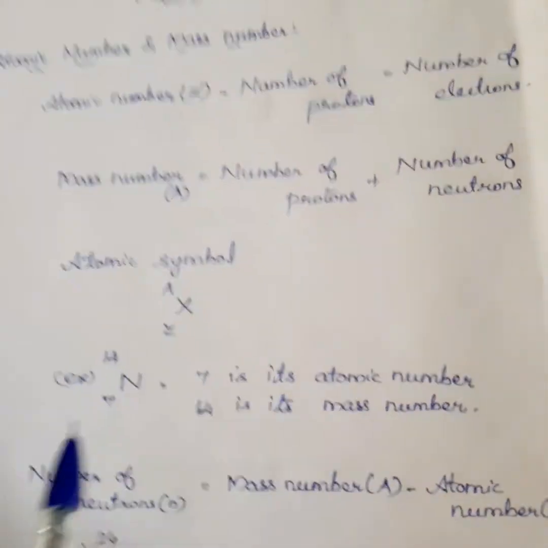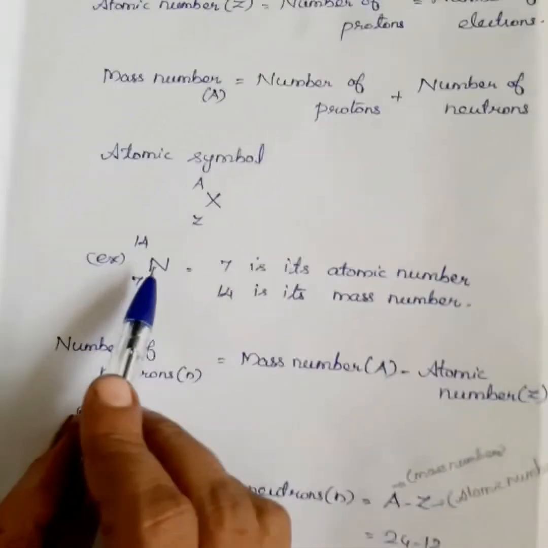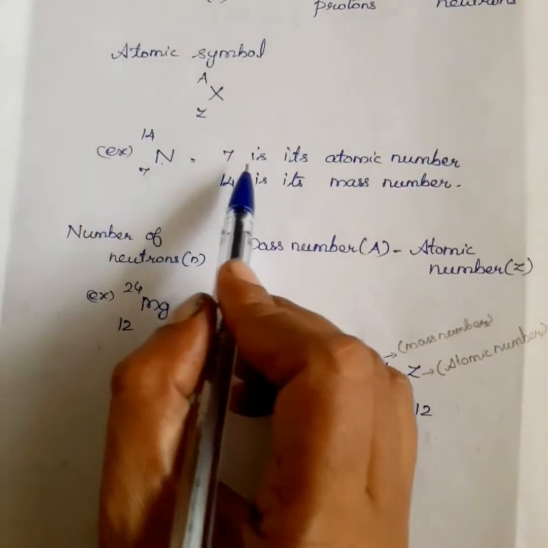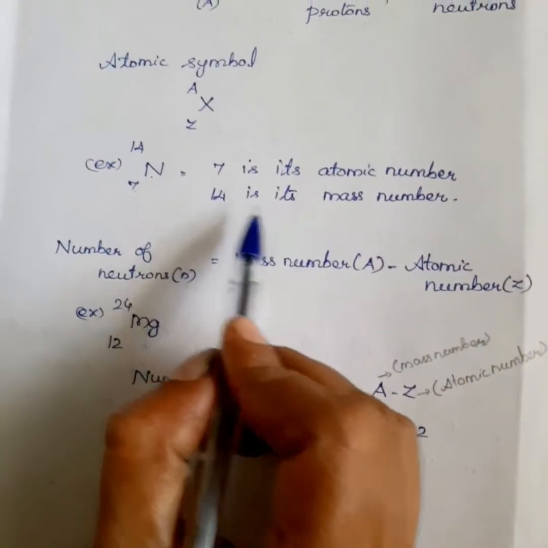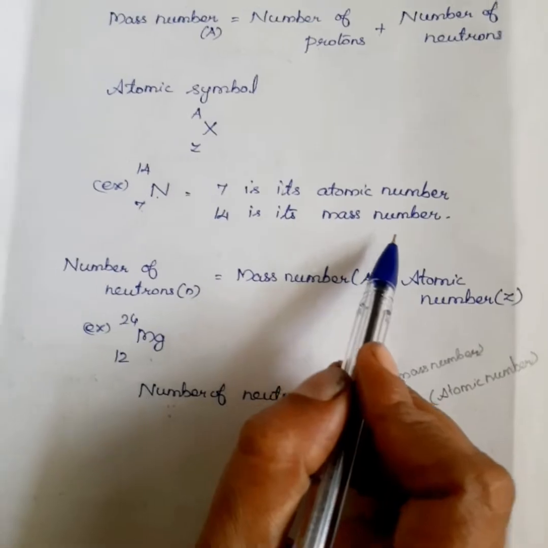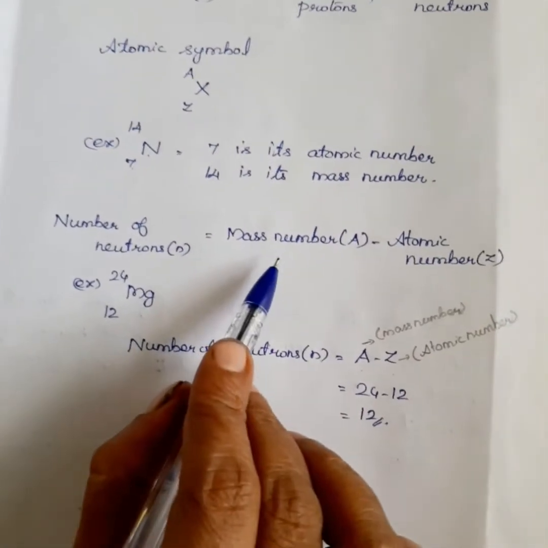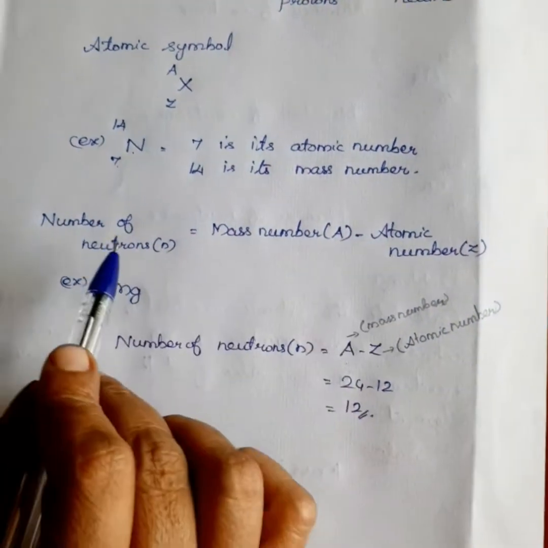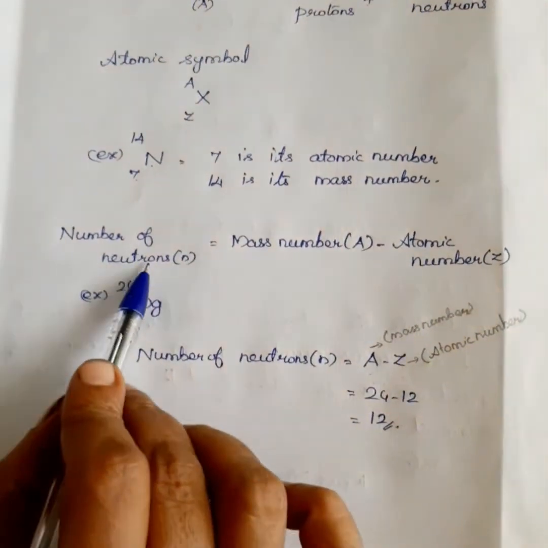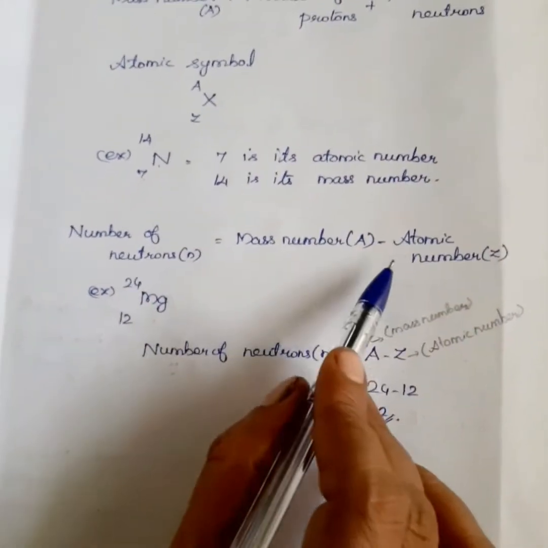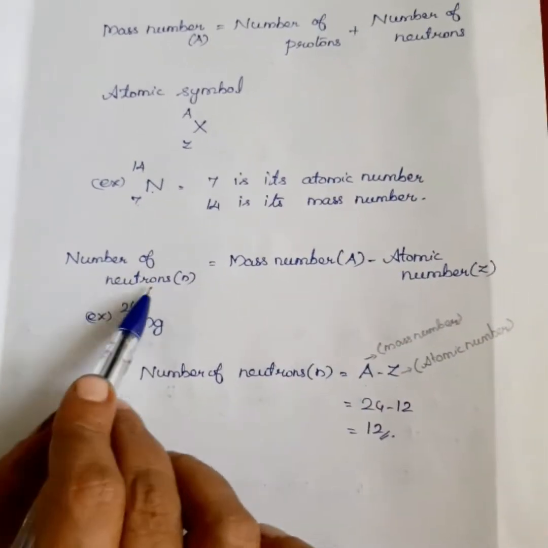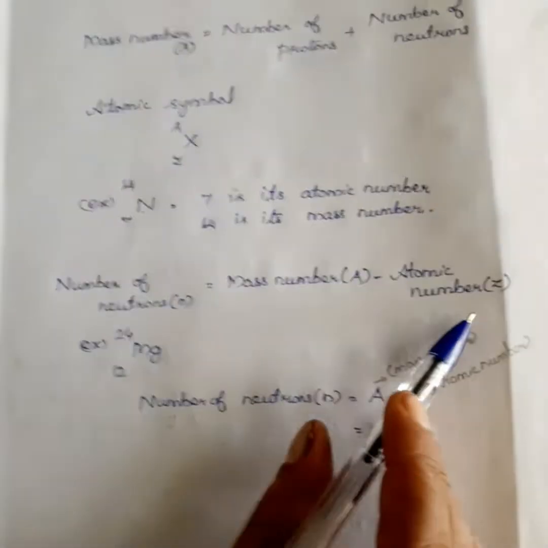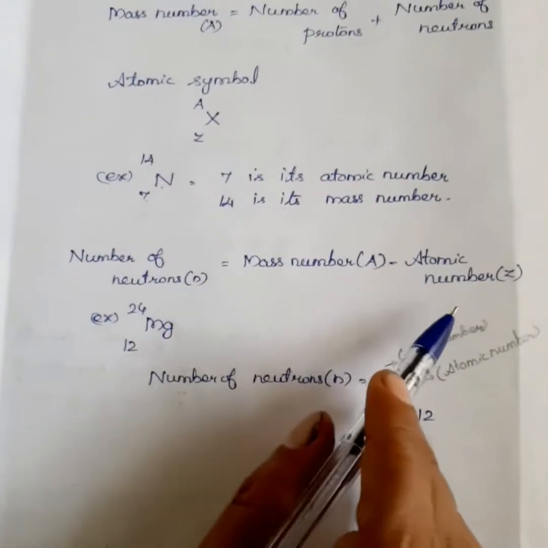For example, nitrogen is written as N, with 7 as the atomic number and 14 as the mass number. The difference between the mass number of an element and its atomic number gives the number of neutrons. So the number of neutrons N is equal to the mass number A minus the atomic number Z. N equals A minus Z.